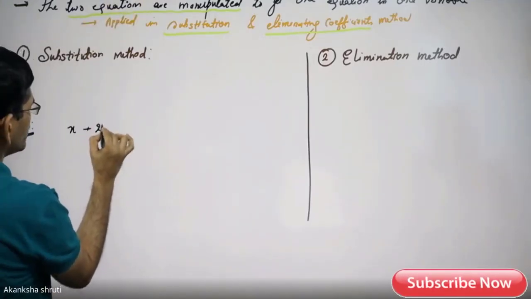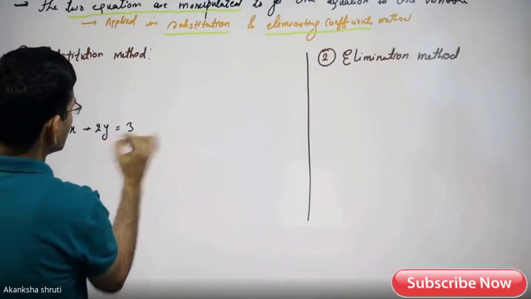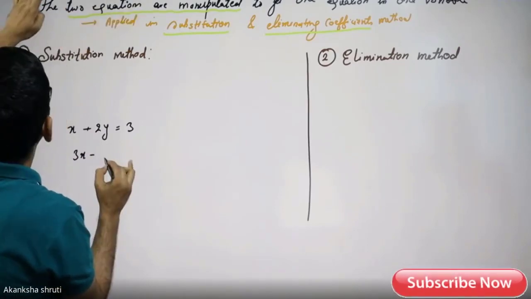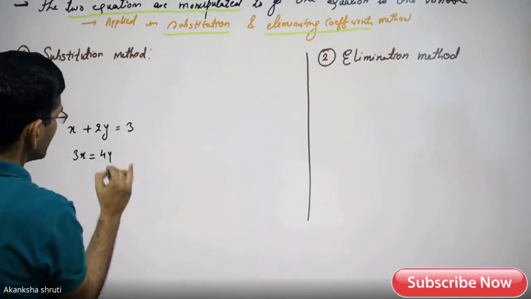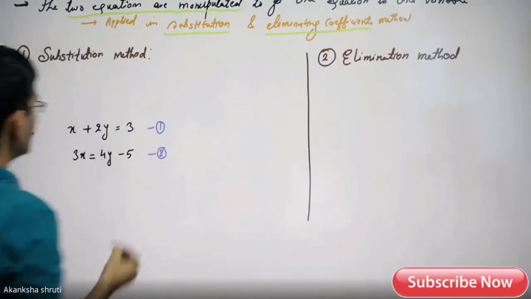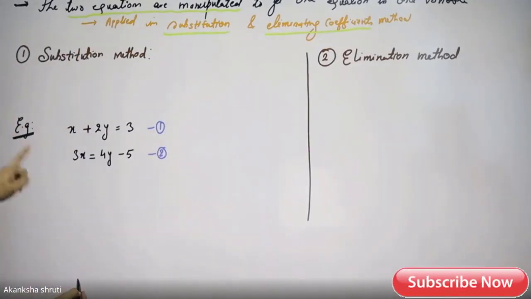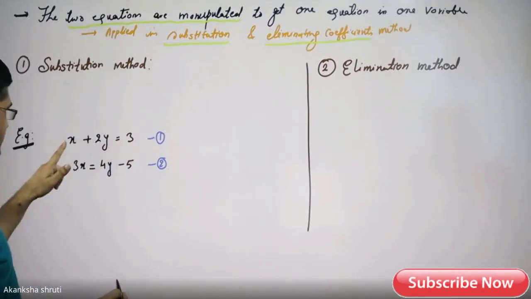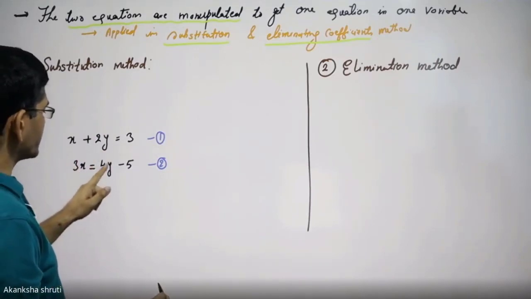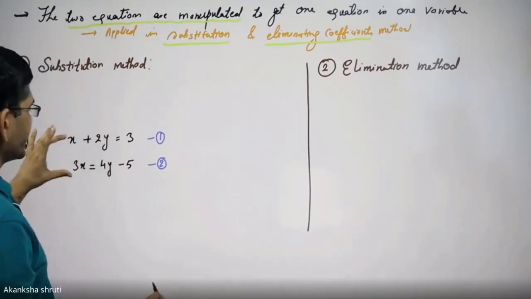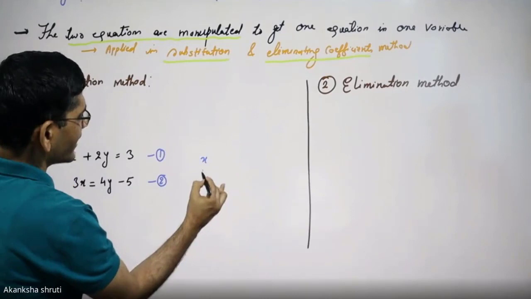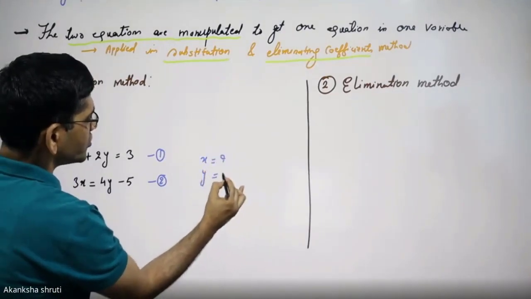x plus 2y is equal to 3. Another one is 3x is equal to 4y minus 5. Consider this as equation 1, this as equation 2. Means what? Students, let us consider one example to understand both of these methods. The first equation is x plus 2y is equal to 3, and the second equation is 3x is equal to 4y minus 5. So this is the pair of linear equations. We want to find its solution, means the value of x and y, this thing we want to know.